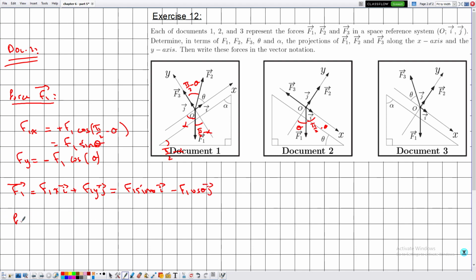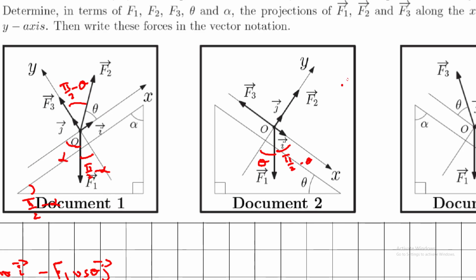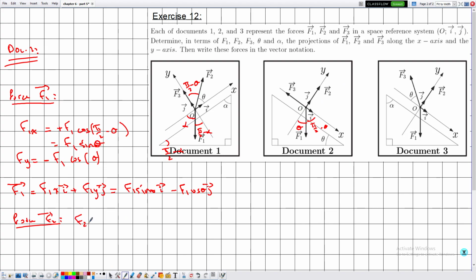Now as for the force F2, notice that F2 is completely parallel to the y-axis, so F2x is equal to 0 and F2y in the positive direction is plus F2. So in this case, the vector notation of F2, which is equal to F2x i plus F2y j, is equal to 0i plus F2j, which is equal to F2j.